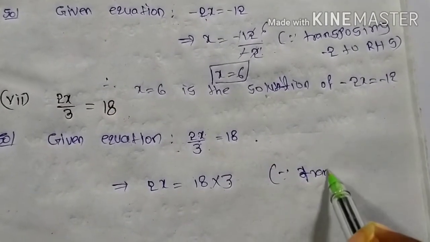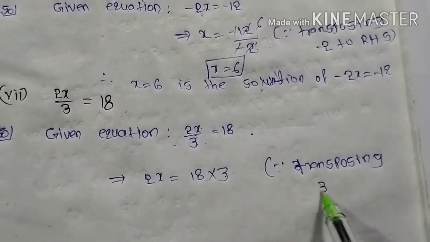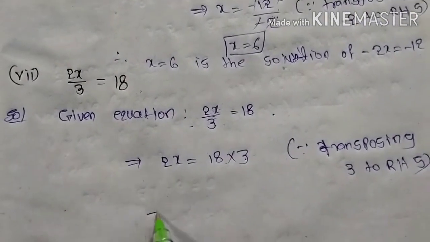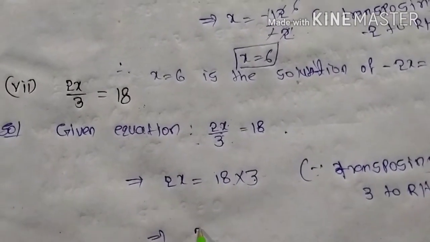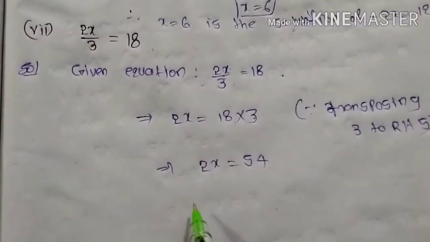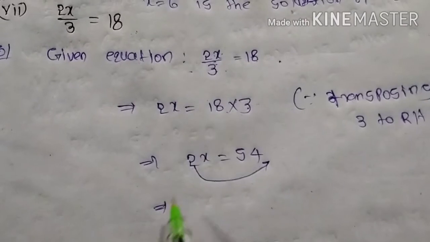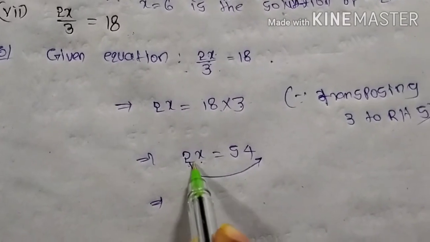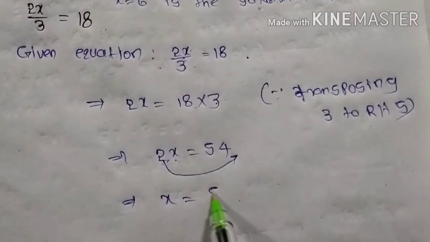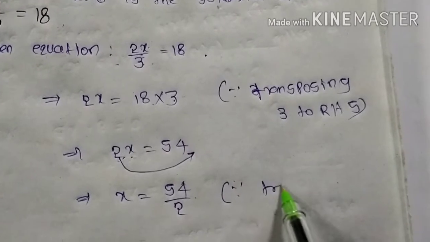You can write here, therefore, transposing 3 to RHS. You know that 2x is equal to 18 into 3, how much? 54. Yes or no? In the next step, you can transpose 2 to RHS. That means here 2 is doing multiplication or not. If I am transposing 2 to RHS, it will become division or not. So you can write here x is equal to 54 by 2. Each and every one you can write this here.